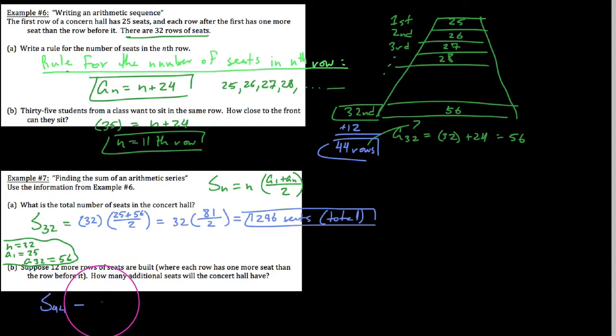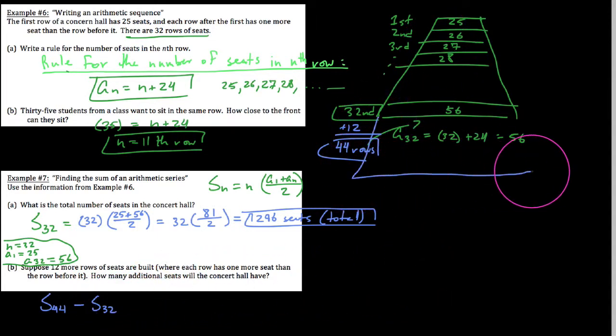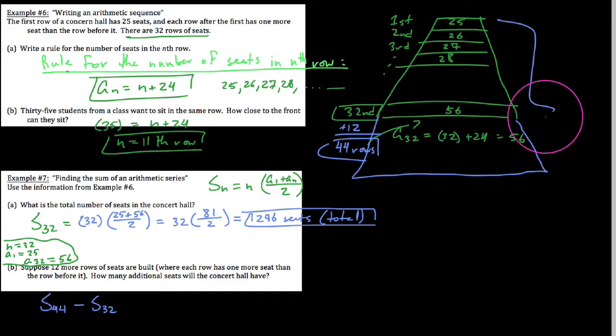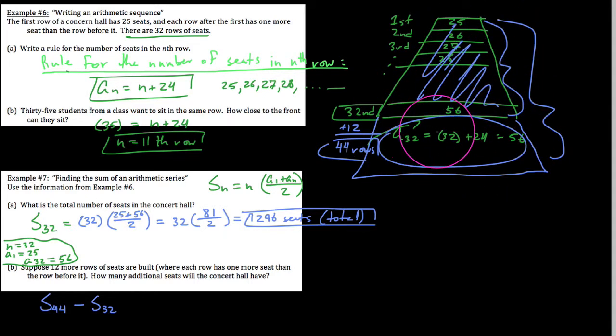And what we'll do is we will subtract off the sum of the first 32 rows. That is, if you were to look at this image up here, if we were to add on these other 12 rows here, we'll take the total of all of this right here, and we'll subtract off the total of the first 32 rows. And what that should do is leave us behind with the number of seats left over. So if this is what we're trying to find, the good news is we already know S32. The question really becomes then, what is the sum of the first 44 rows if they did exist?